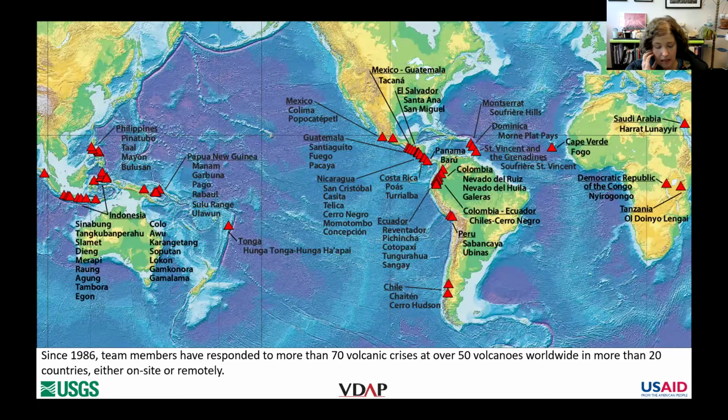VDAP has been around since 1986, and our team members have responded to more than 70 volcanic crises at more than 50 volcanoes around the world.